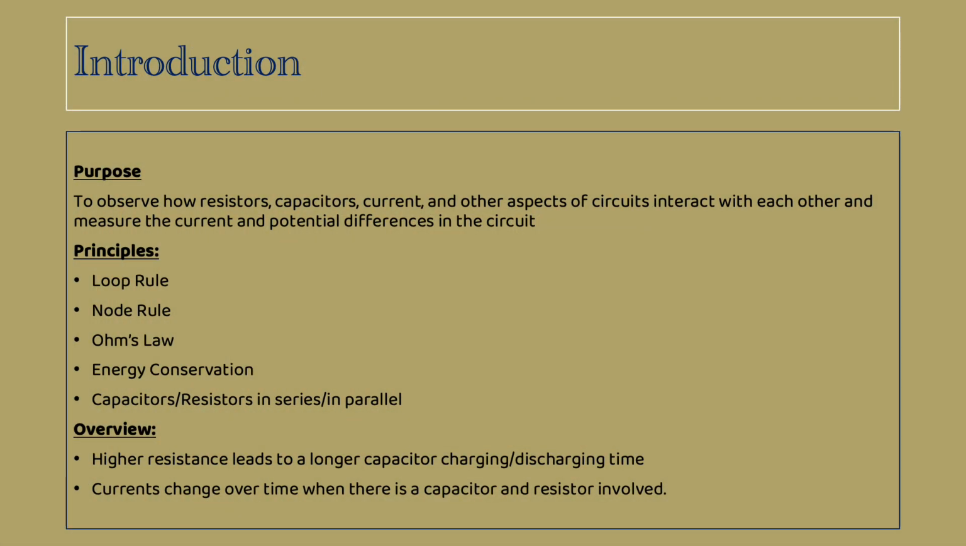So the purpose of this lab is to observe how resistors, capacitors, current, and other aspects of circuits interact with each other and to measure the current and potential differences in the circuit. So we use the loop rule, node rule, Ohm's law, energy conservation, and then we analyze capacitors and resistors in series and in parallel. Basically, what we found is that higher resistance leads to a longer capacitor discharging time, and currents change over time when there's a capacitor and resistor involved.